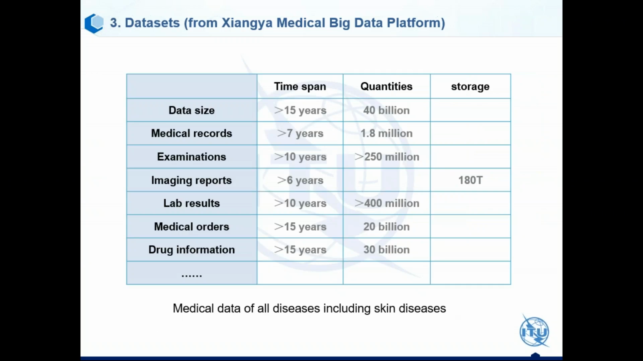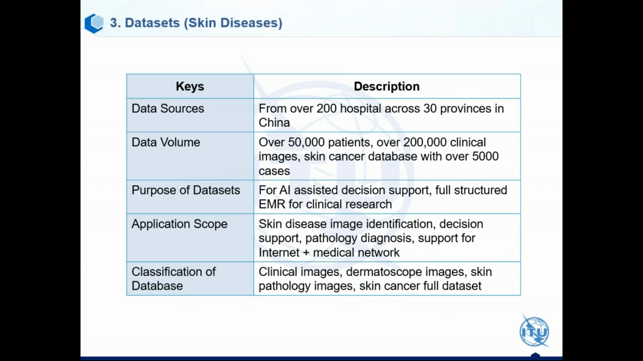Yeah, the data-wise. And the data sets we have are impressive because we are the first one doing the medical big data platform in China. And we have a time span of over 15 years or over 10 years in different volumes. And that's actually counting to over 180 TB. And the data set comes from different sources. They have over 200 hospitals from across the country, 30 provinces, and over 50,000 patients, over 200,000 clinical images, a skin cancer database with 5,000 cases, full profile, and so on.